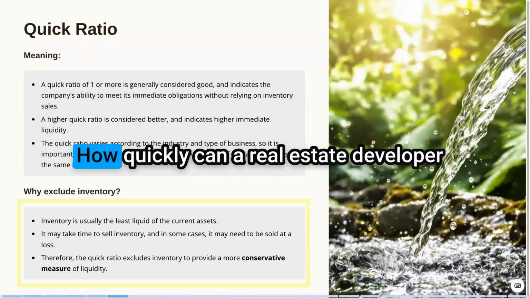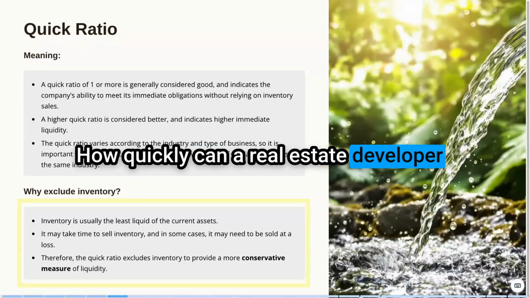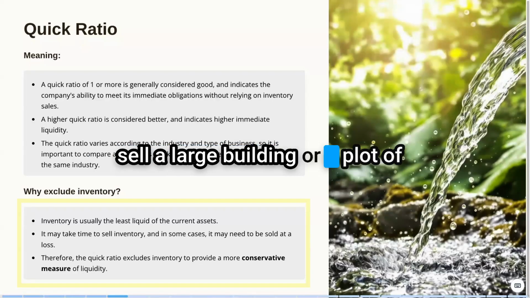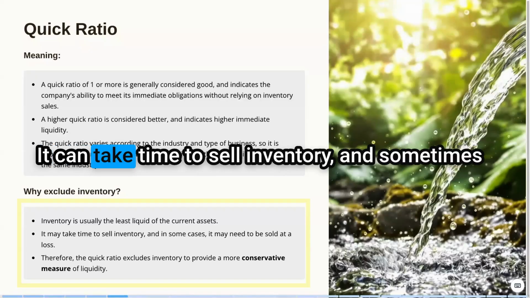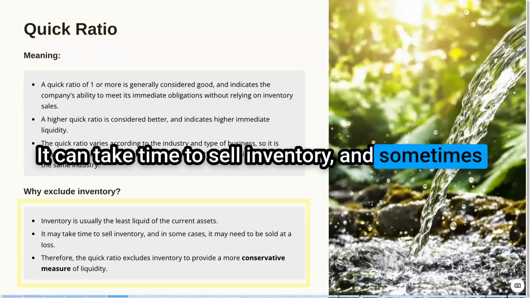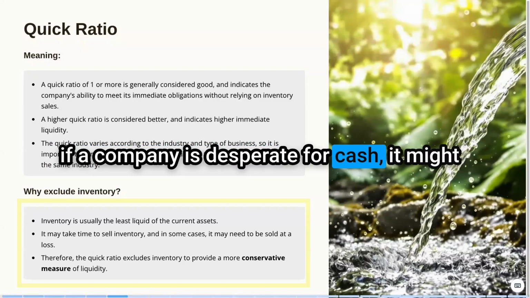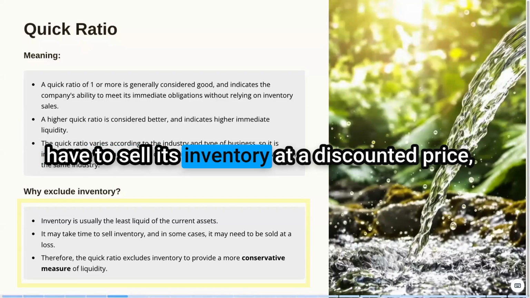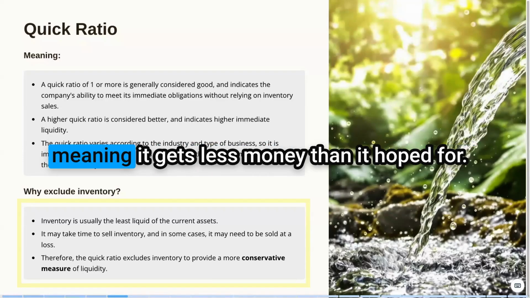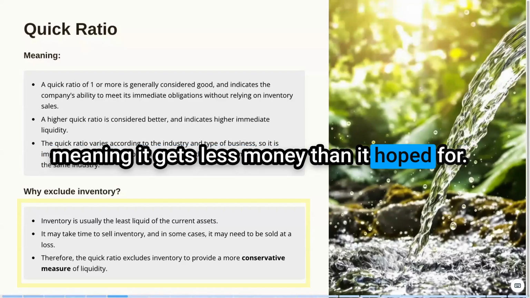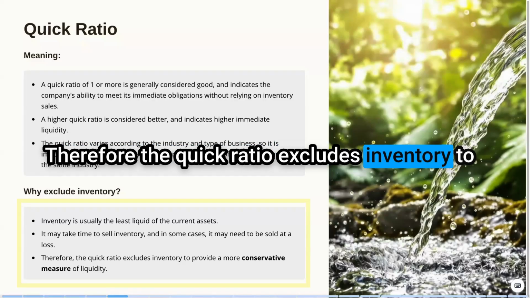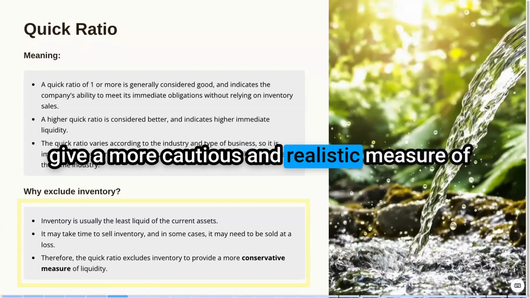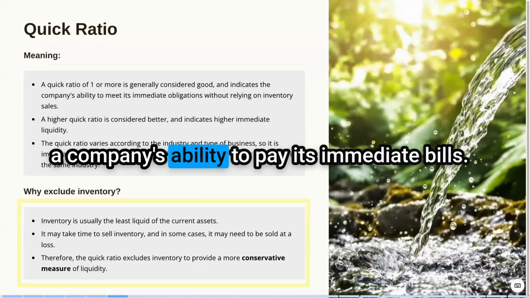Think about it. How quickly can a real estate developer sell a large building or a plot of land if they suddenly need cash? It can take time to sell inventory. And sometimes, if a company is desperate for cash, it might have to sell its inventory at a discounted price, meaning it gets less money than it hoped for. Therefore, the quick ratio excludes inventory to give a more cautious and realistic measure of a company's ability to pay its immediate bills.